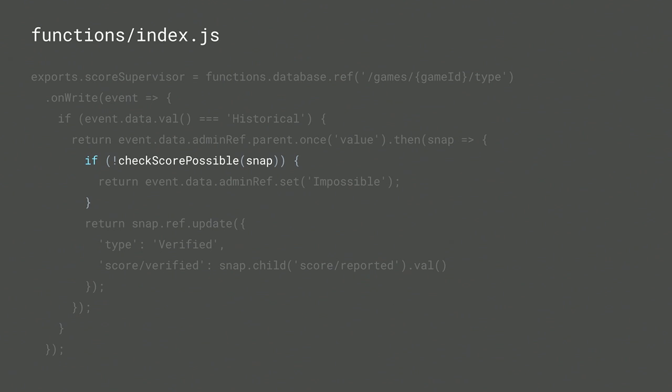This is where I then do the actual secret sauce of checking whether the game's valid. And if it's not, I chain a promise and mark the game as impossible. If it is, I take the parent reference from before and I do a deep update, again chaining promises, of the type to verified and the score as the reported score.